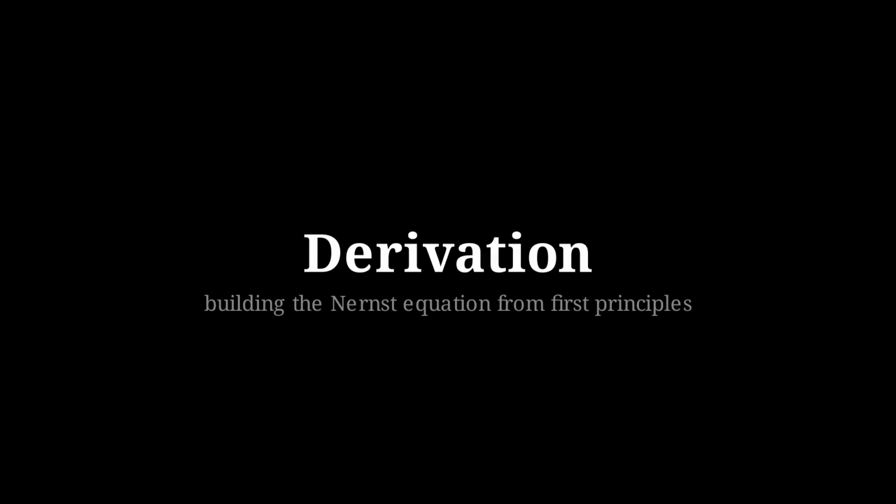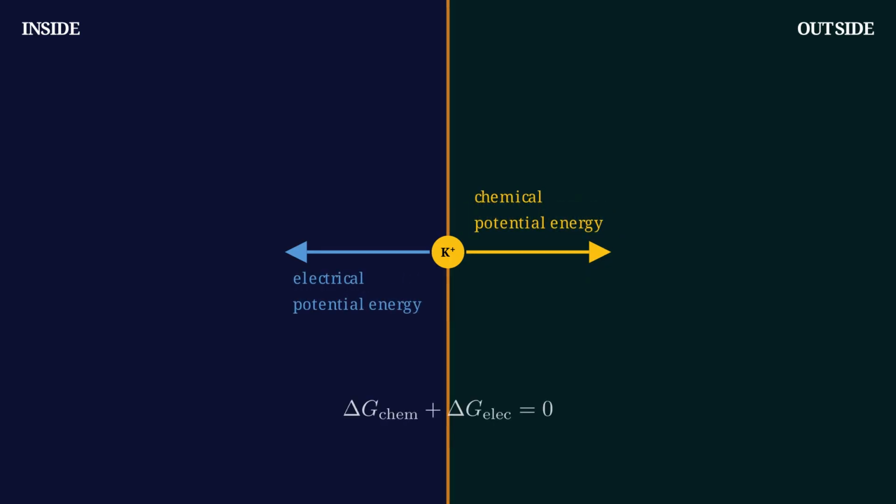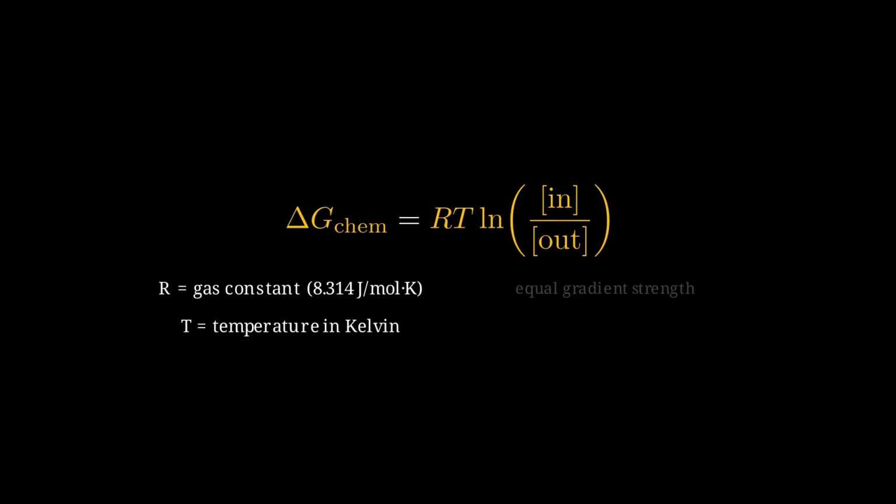Now let's see where the equation comes from. An ion sitting at the membrane is pulled into two directions, by the concentration gradient and by the electric field. So what we're really comparing are the two forms of energy, chemical potential energy and electrical potential energy. And at equilibrium, they cancel. The chemical potential energy for 1 mole of ions comes from the concentration gradient, and we can represent it as shown. R is the gas constant, T is temperature, and the logarithm appears because concentration gradients are not linear. Going from 1 to 10 is the same gradient strength as going from 10 to 100.